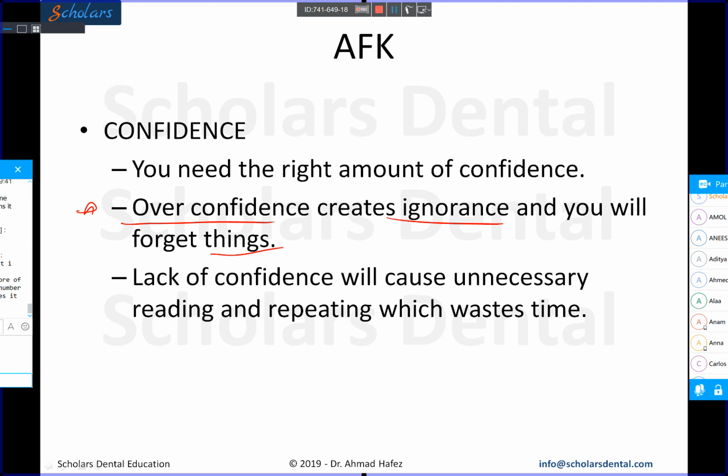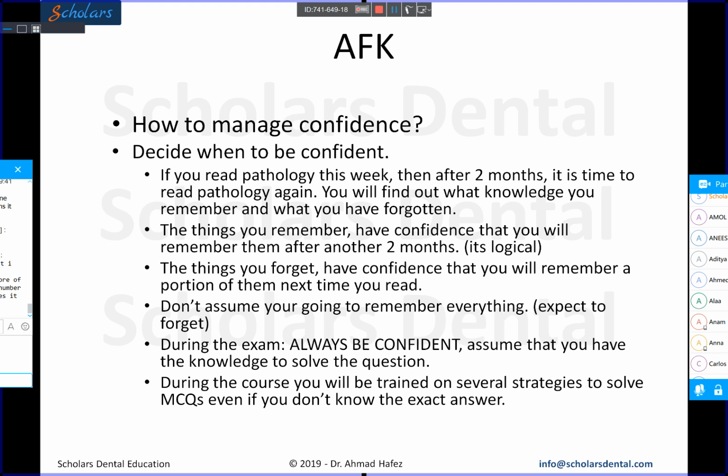But also lack of confidence. This is something people think is a good thing. This causes unnecessary reading. People that read things over and over, they think they're doing a good thing. Oh my God, I read so much and I still failed. Well, because you're reading it over and over. Why are you reading the same thing so many times? Are you measuring what you're remembering and not? Are you actually being efficient? Are you eliminating the things that you already know so you don't repeat them and waste time on them, and invest your time in something you don't know? Don't have that lack of confidence. And I'm going to show you how to measure this, okay?